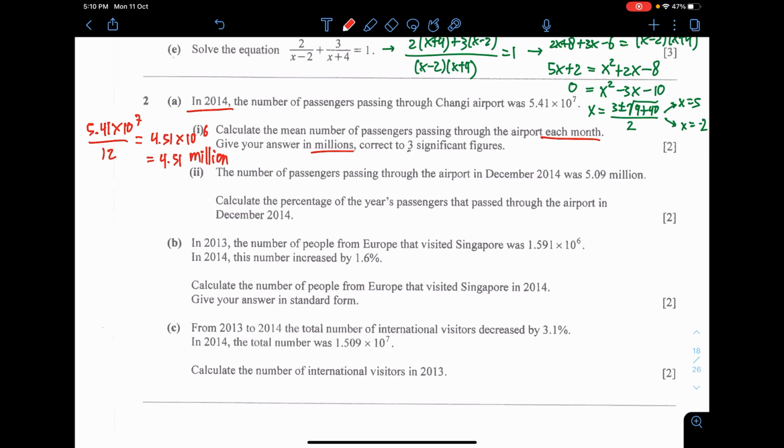Next, the number of passengers passing through in December was 5.09 million. Calculate the percentage of the year's passengers that passed through in December. So you want December as a fraction of the whole year. Okay, give me a moment. This doesn't make sense. How come I got a million here? Oh wait, that's actually correct. Never mind. So I just take 5.09 million, which is 10 to the power of 6, divided by the total amount in a year.